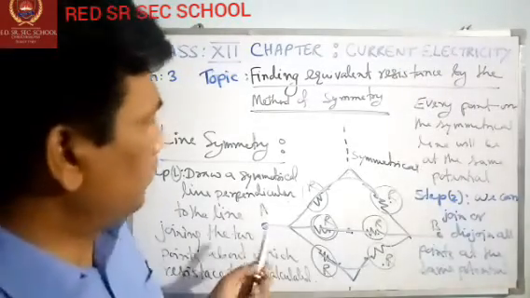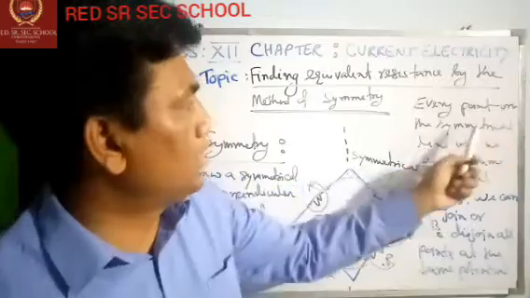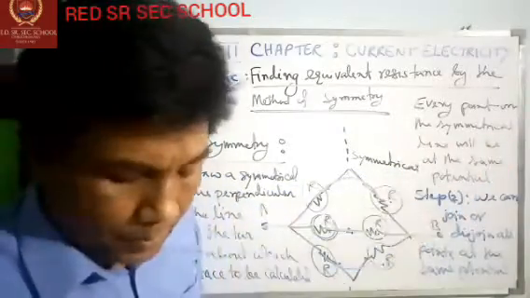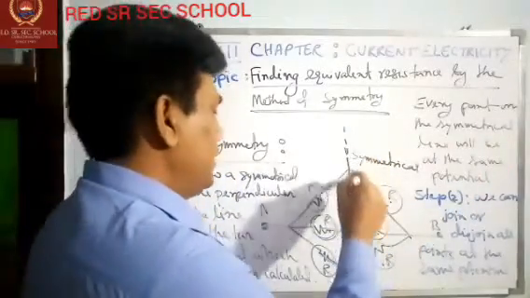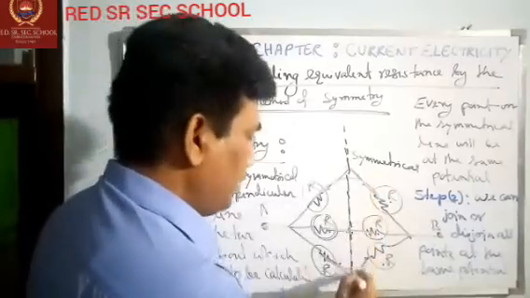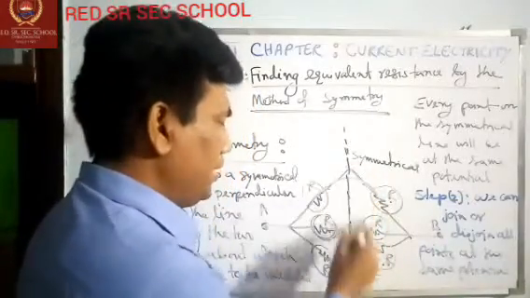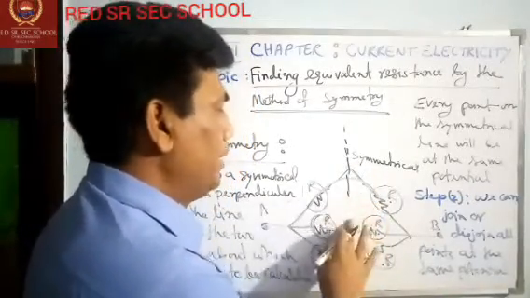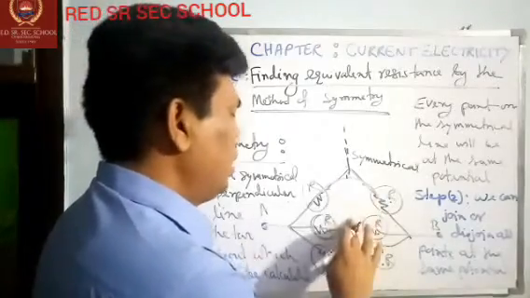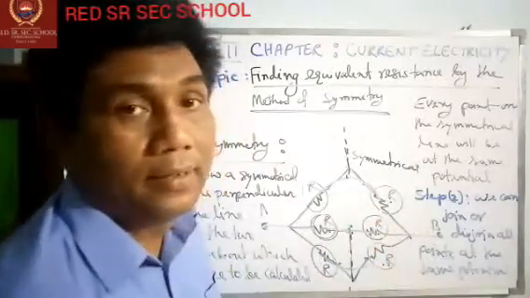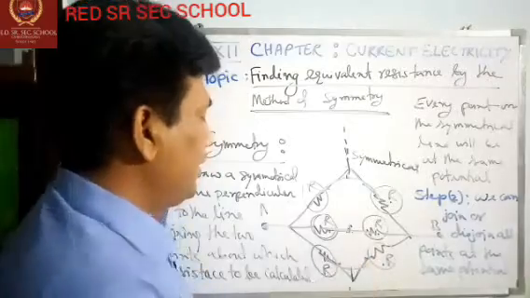Every point on the symmetrical line will be at the same potential. This is the symmetrical line, all points are at the same potential. So as all points are at the same potential, no current will be flowing. So if you want, you can disjoin. If you want, you can join. Are you getting? Now the picture is clear.